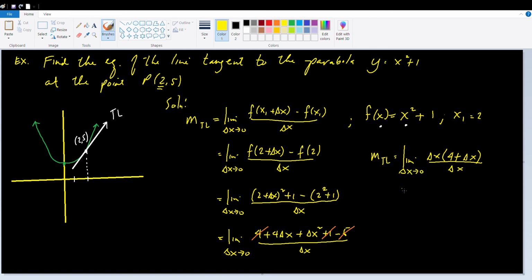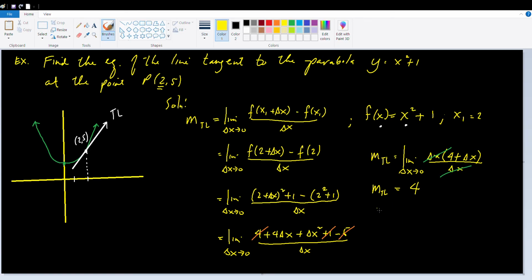So what do we see here? We can cancel delta x. And then we evaluate the limit of 4 plus delta x as delta x approaches 0. By substitution method, delta x becomes 0. So the limit of 4 plus delta x as delta x approaches 0 is just 4. So that is the slope of the tangent line. But that is not yet our final answer, because we have to determine the equation of the tangent line.